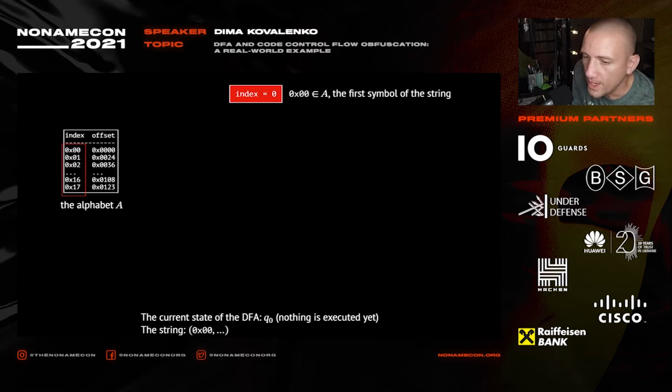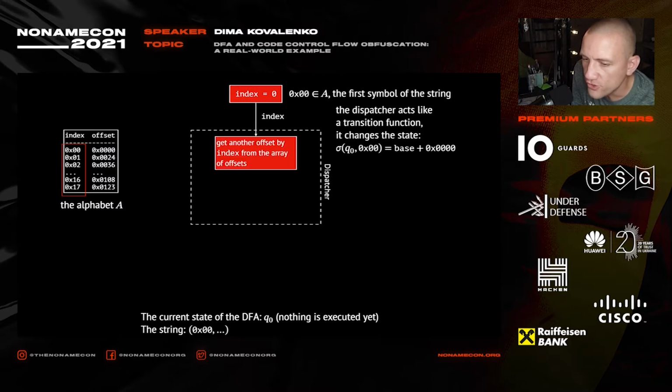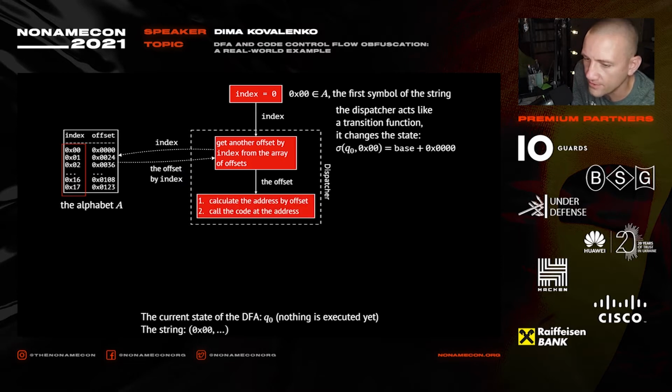Okay, let's go back to the obfuscation pattern and consider it as a DFA. Here, the initial state is Q0. Nothing is executed yet. The string is unknown yet. We know only the first input symbol. It's the index 0. The dispatcher acts like a transition function. It takes the index, calculates the absolute address, and calls the address.